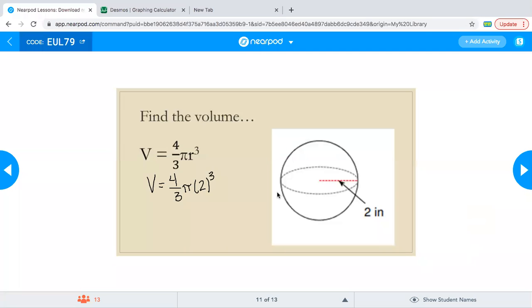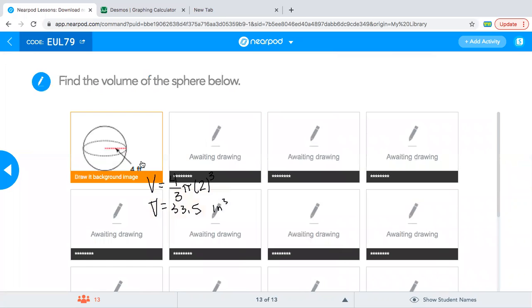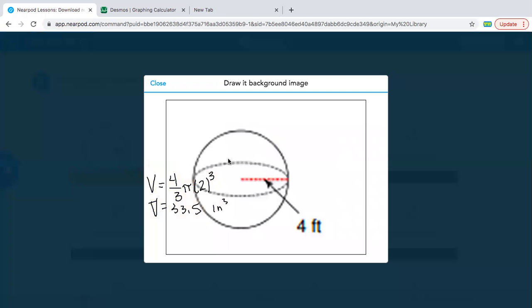Alrighty. So what was that, 33.5? All right, so volume equals 33.5 inches cubed. All right, so let's see, I think we have an example, and then we're done. Okay, so find the volume of this sphere.